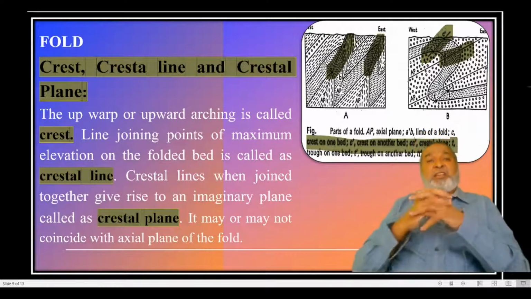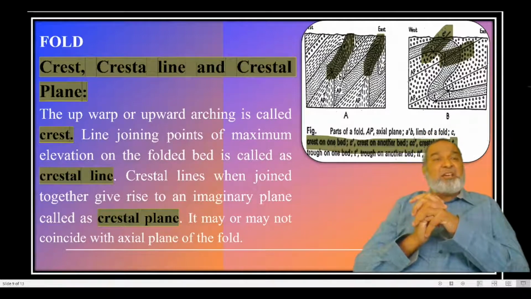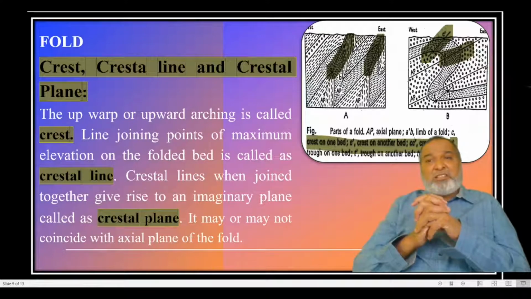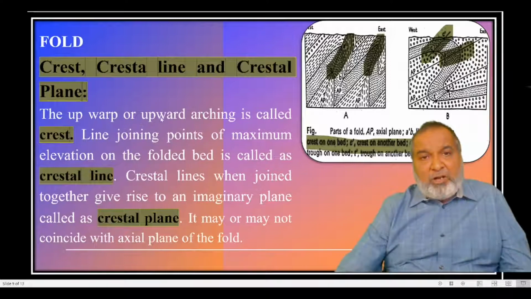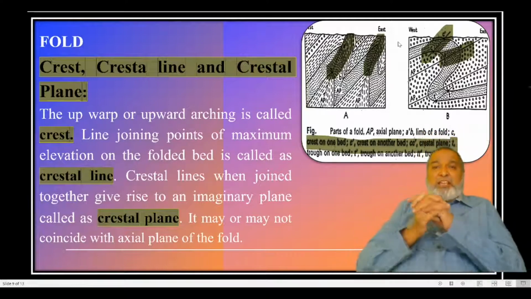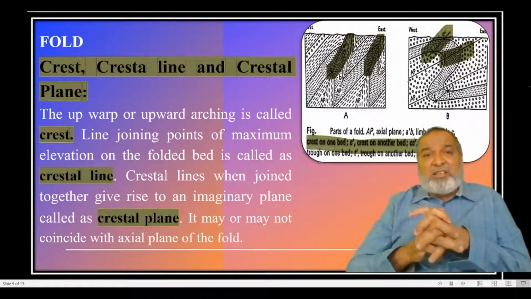Now the next one is crest, crestal line and crestal plane. What is a crest? Crest is the highest point. The upward arching is called the crest. You can see here we have the crest, the upward arching. And the line joining the maximum elevation points, here CC dash, or here we join the line EE dash. These points join the highest points of the crest. So this is the crestal line.